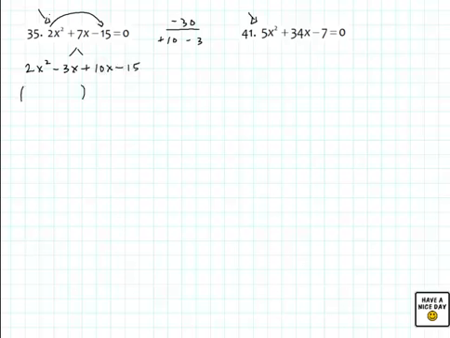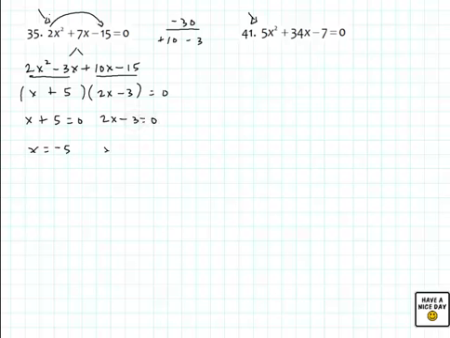Two sets of parentheses. By grouping, the first two things have an x in common. The last two things have a 5 in common. What they have in common, I put in this first parentheses. If an x is factored from the first two or a 5 from the last two, the result will be a 2x, take away a 3. And then we set those factors equal to 0. x plus 5 equal to 0 gives us a -5 as soon as we subtract the 5. 2x minus 3 is 0. We're going to add the 3 over and then divide the 2 underneath.